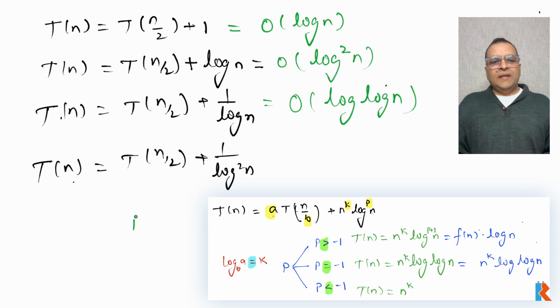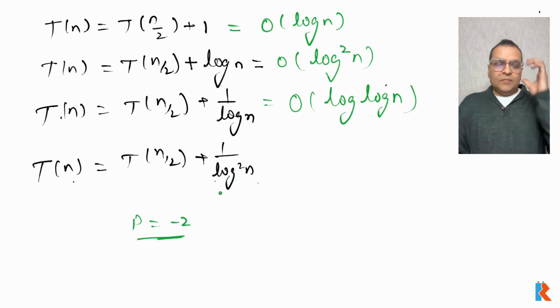So we consider p. In this case, p is equal to minus 2, because if you bring log n to the numerator, the power will become minus 2. Because minus 2 is less than minus 1, we will ignore the denominator and this is big O of 1.